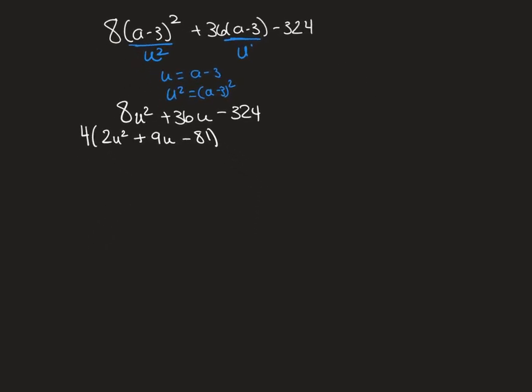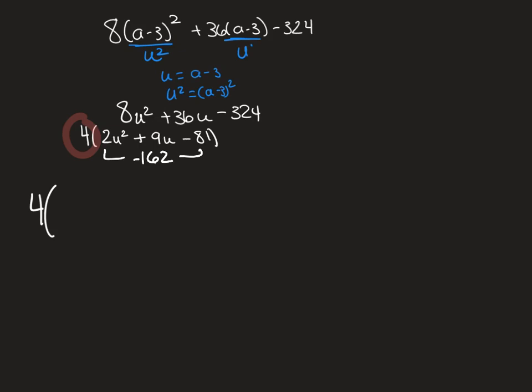So now I can't drop this 4. I've got to hold on to the 4. But I'm going to factor what's in the parentheses. So my 4 is going to chill out front, parentheses. Okay, so 2 times negative 81 is negative 162. We need two factors of negative 162 that add up to make my 9.